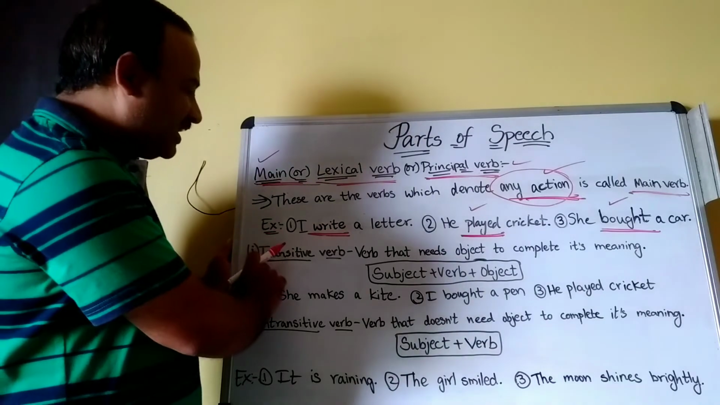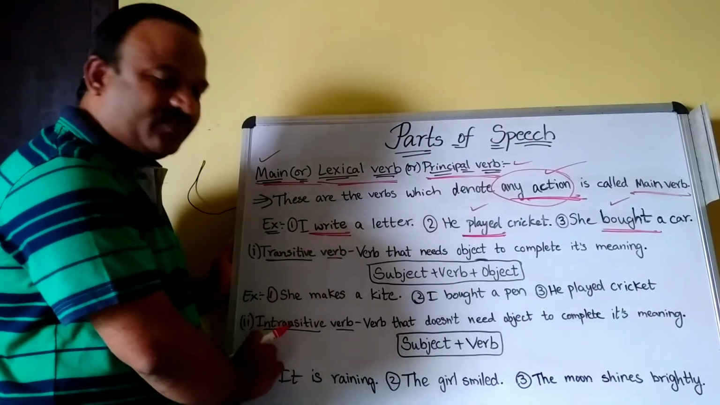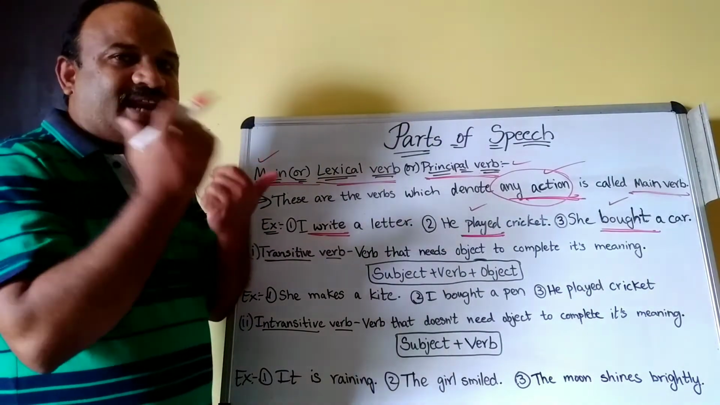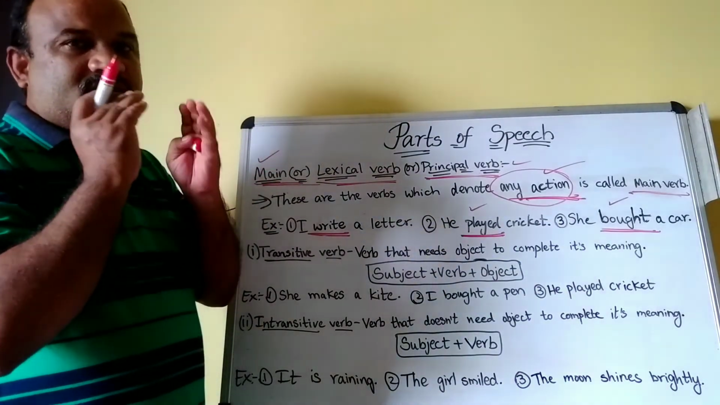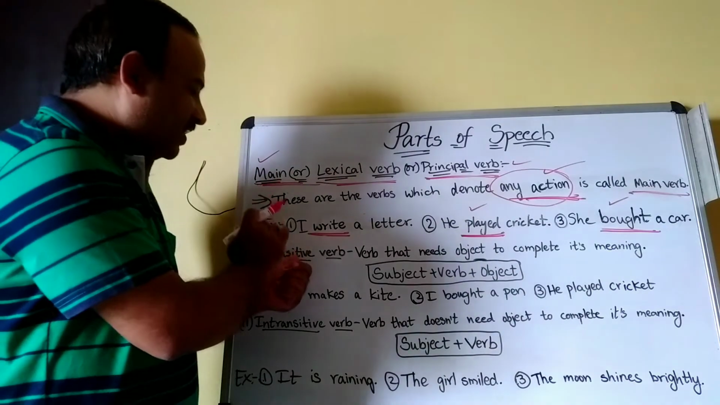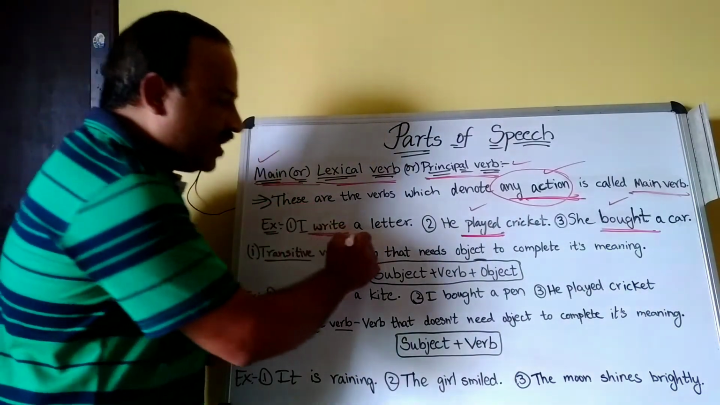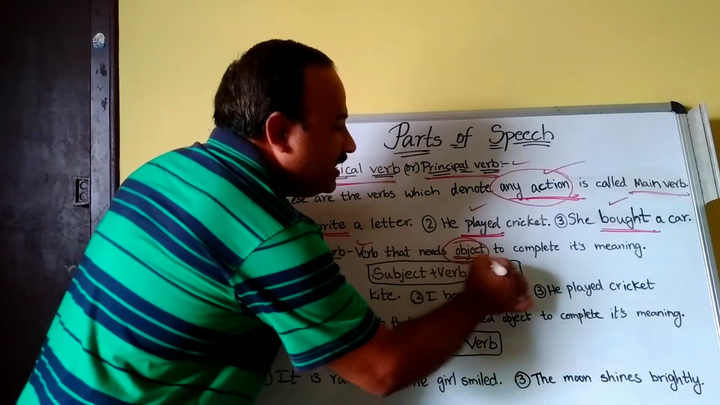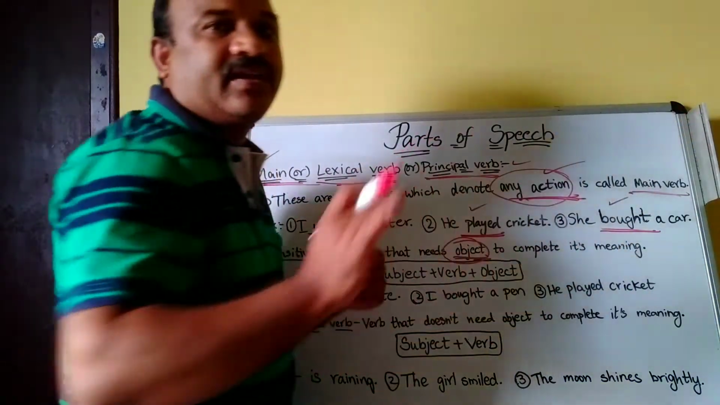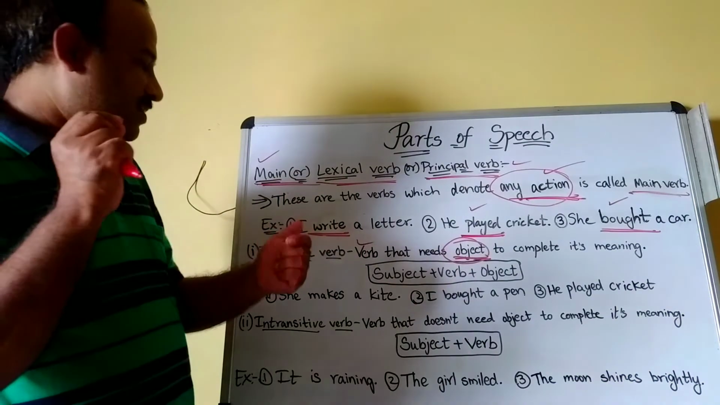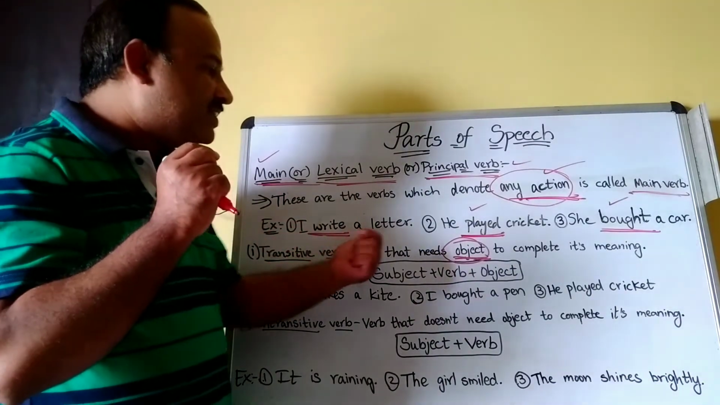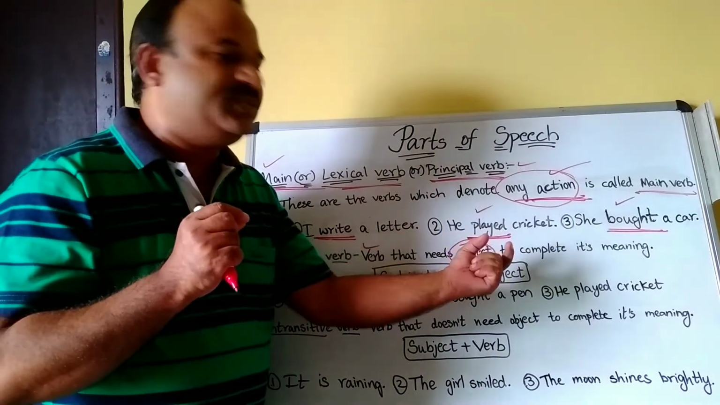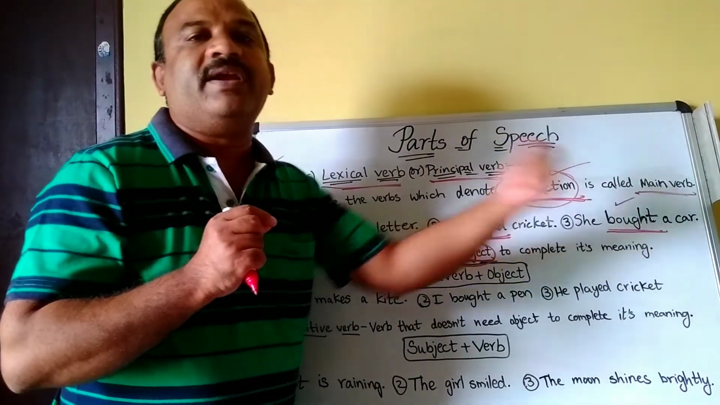One is the transitive verb. The second one is the intransitive verb. Now, what is a transitive verb? A transitive verb is one that needs an object to complete its meaning. This is the most important point: a verb that needs an object to complete its meaning.